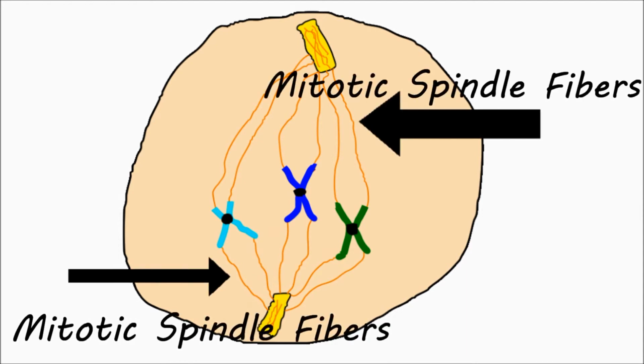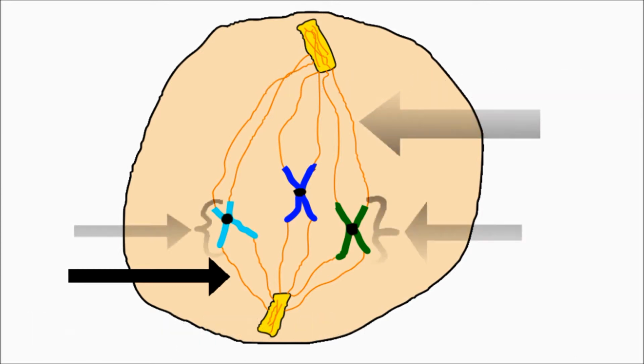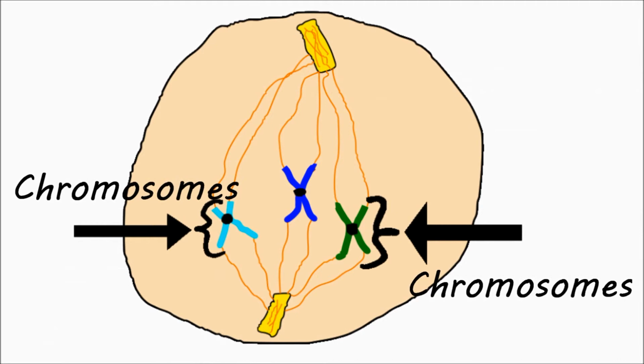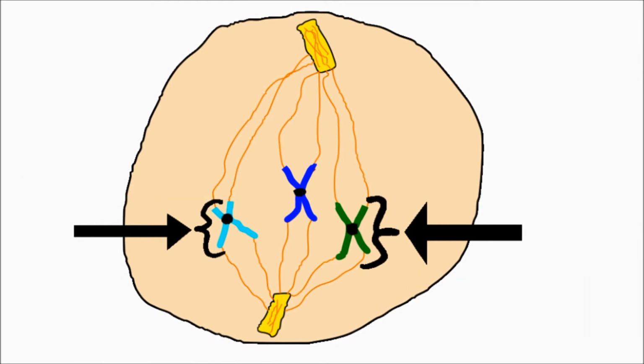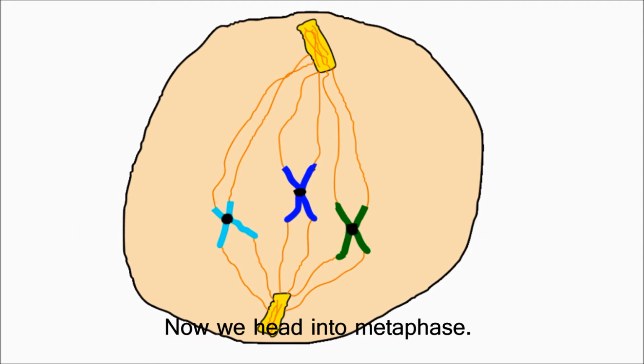These are the mitotic spindle fibers, which the centrioles create during prophase to attach to the DNA. These are chromosomes, which are the tightly packed form of coiled DNA. Now we head into metaphase.